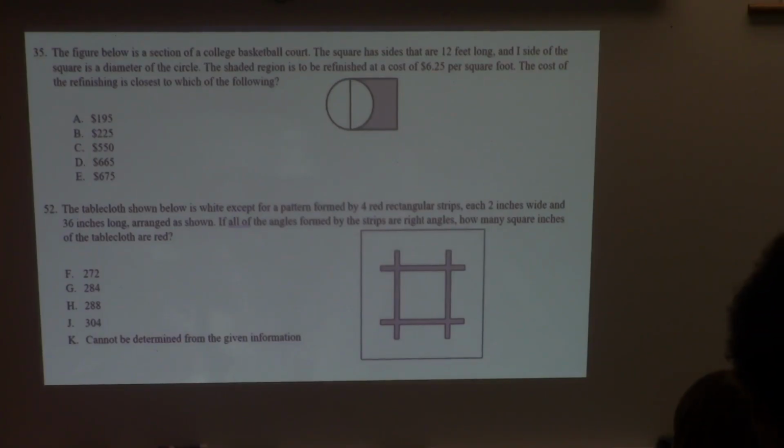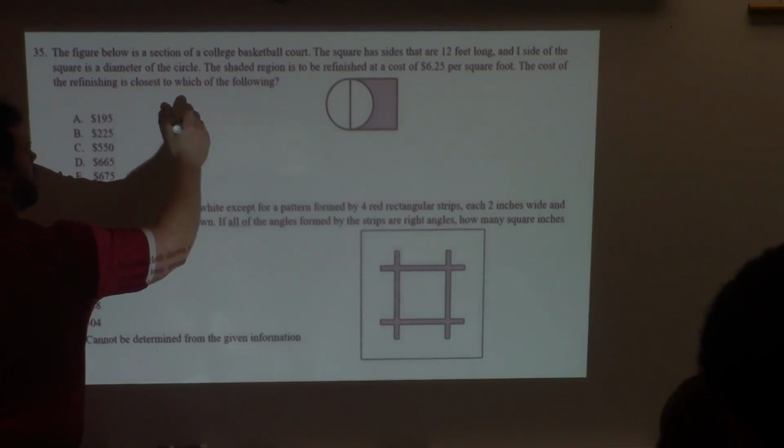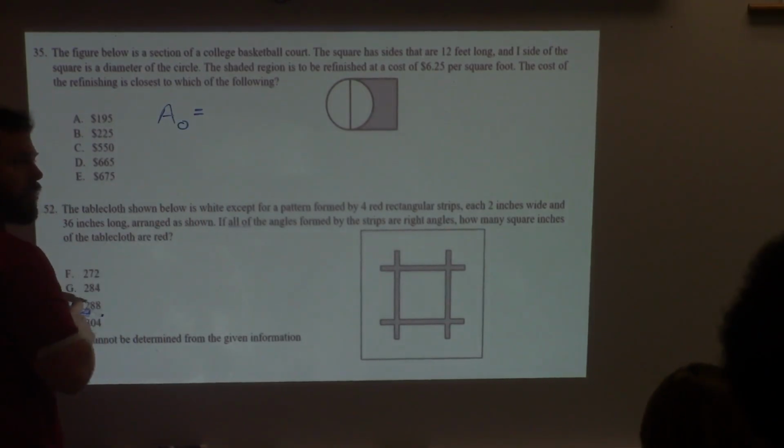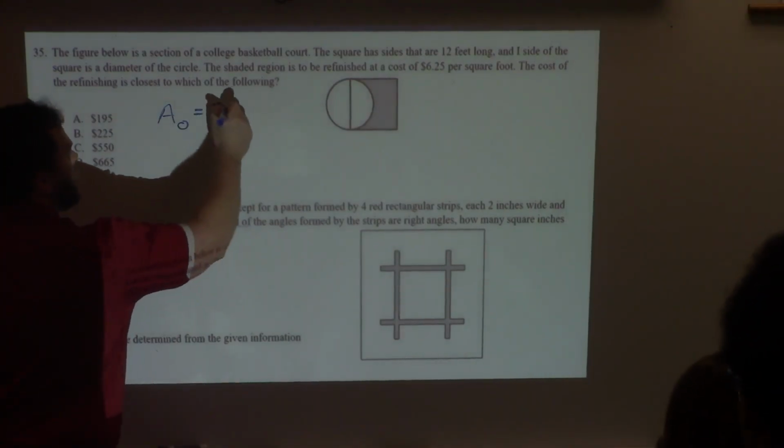You need the area for the circle. Okay, so I need the area of the circle. What else do I need? And the area of the square. Area of the circle. Okay, so what is the area of the circle? Pi r squared. Pi r squared, okay. Good.